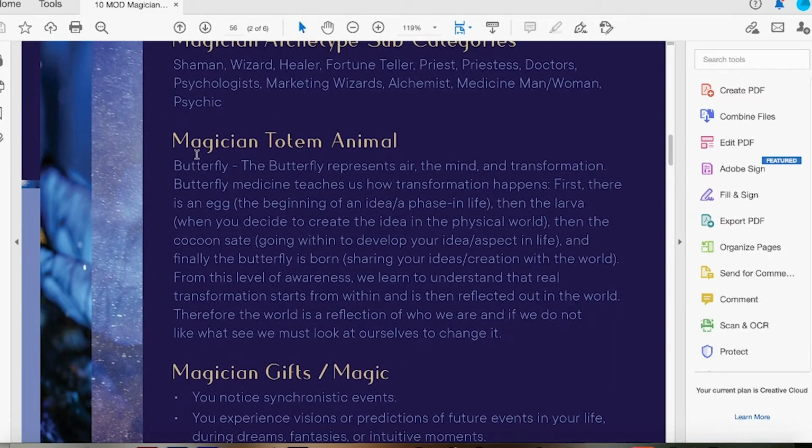And then here, we go over the magician totem animal. So it talks about what the butterfly represents. And the purpose again for this is to help you understand how to apply that wisdom. When you see the butterfly, you'll receive a response to this information to help guide your life.